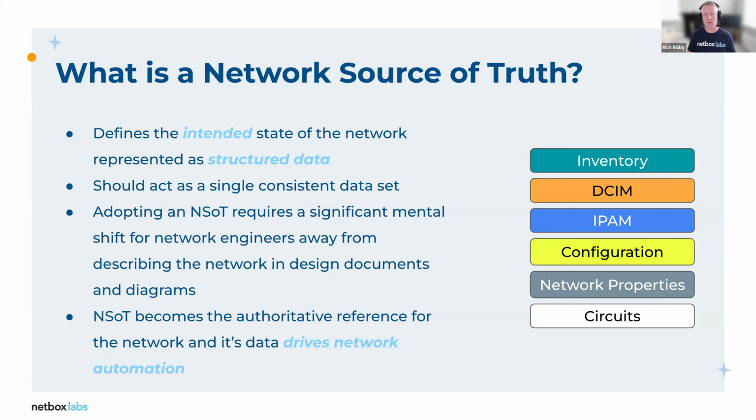Sometimes adopting a network source of truth can require a mental shift for network engineers away from the way networks used to be described, perhaps in things like documents and diagrams, because the network source of truth becomes that authoritative reference for the network. And the data that lives in your network source of truth drives your network automation. So you can't really do network automation at any sort of scale without reliable data to automate against. So if your inventory of devices or your device configurations aren't stored in a single consistent way that's easily accessible as structured data, then your network automation isn't going to work at all. So that's why a network source of truth is very important.